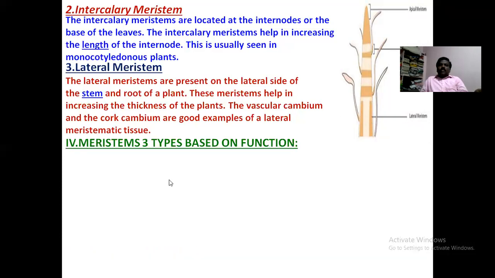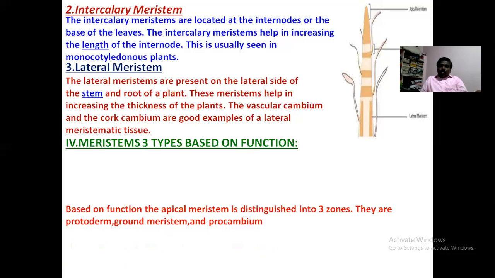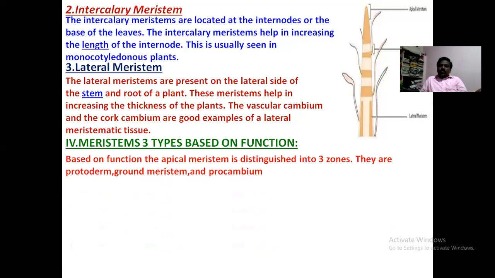And the fourth one: meristems are of three types based on function. Based on the function, the apical meristem is distinguished into three zones. They are protoderm, ground meristem, and procambium. The meristematic tissues are derived from these three zones.